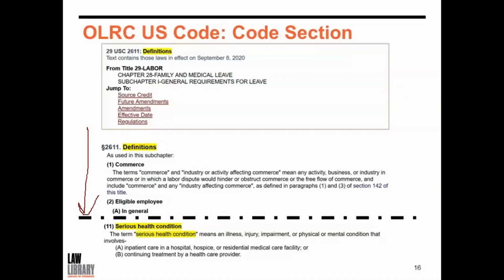So let's just jot down that citation. That's the answer to our question. We've confirmed it because we found the definition of serious health condition. So the citation that we're looking for that has the definition of serious health condition is 29 U.S.C. 2611.